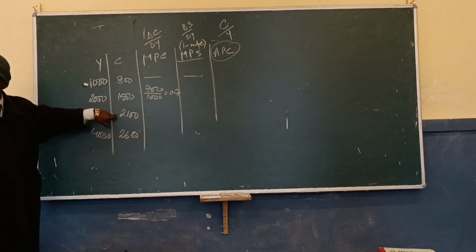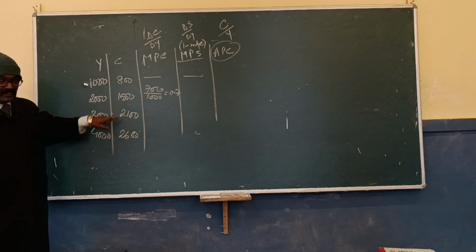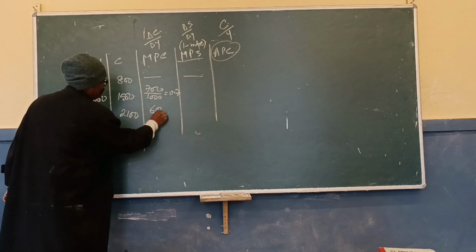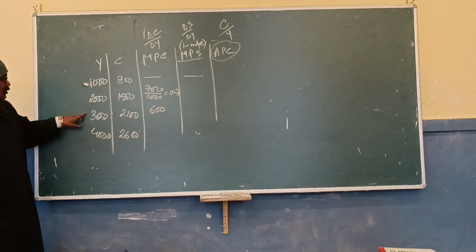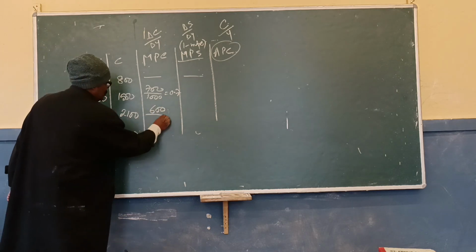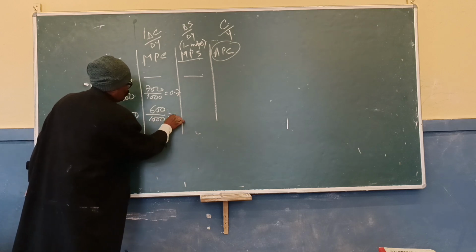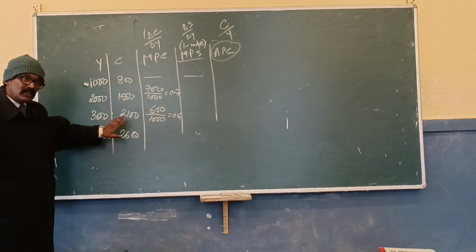What is the next one? Next change of consumption, can you say? 2100 minus 1500. That is 600, divided by 3000 minus 2000, which is 1000. So 0.6. So this one you have understood, you can do.